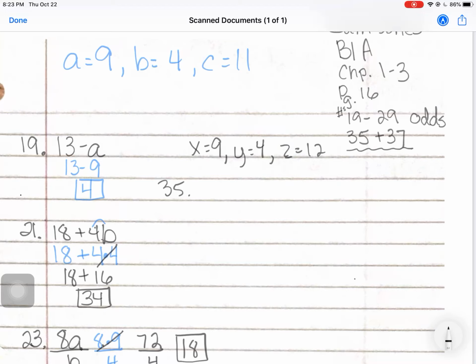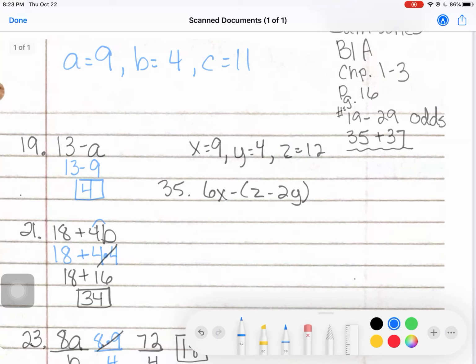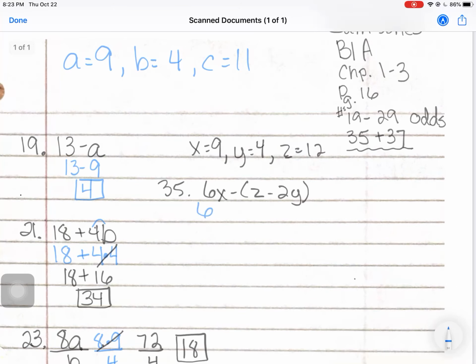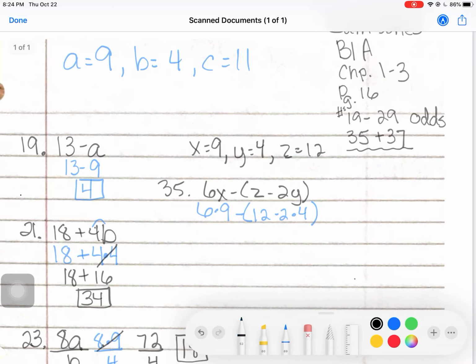35. And this would be fine if you want to go onto the back of your paper or your paper didn't take up as much room. It's kind of weird on this iPad, so on my paper I try to organize it a little bit better. 6 times x minus z minus 2 times y. So now we're going to go with filling in. I've got 6 times 9 minus, now don't forget to add your parentheses in, 12 minus 2 times 4.